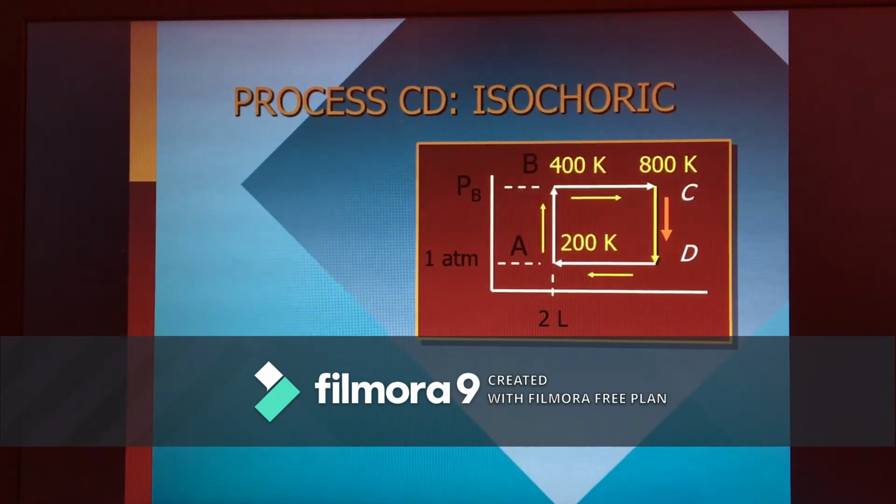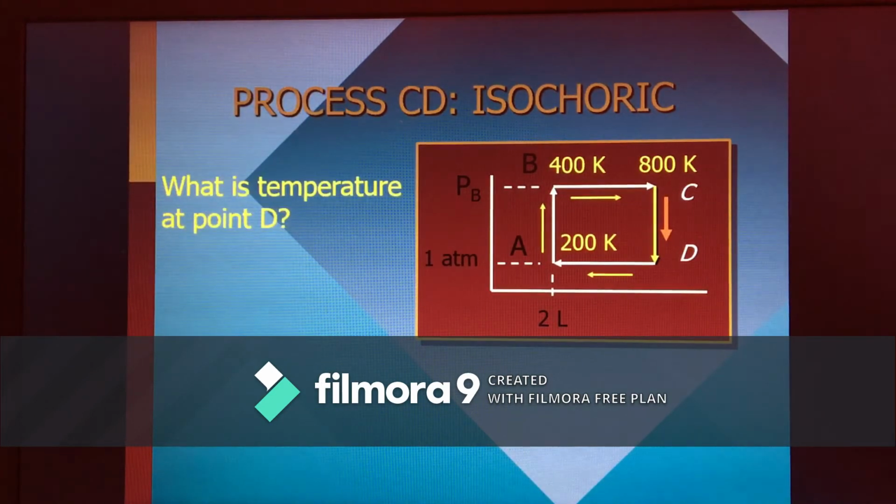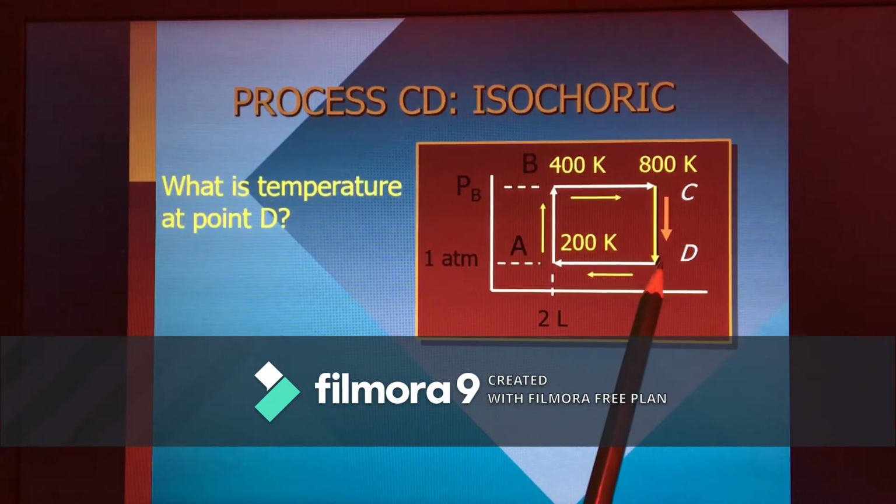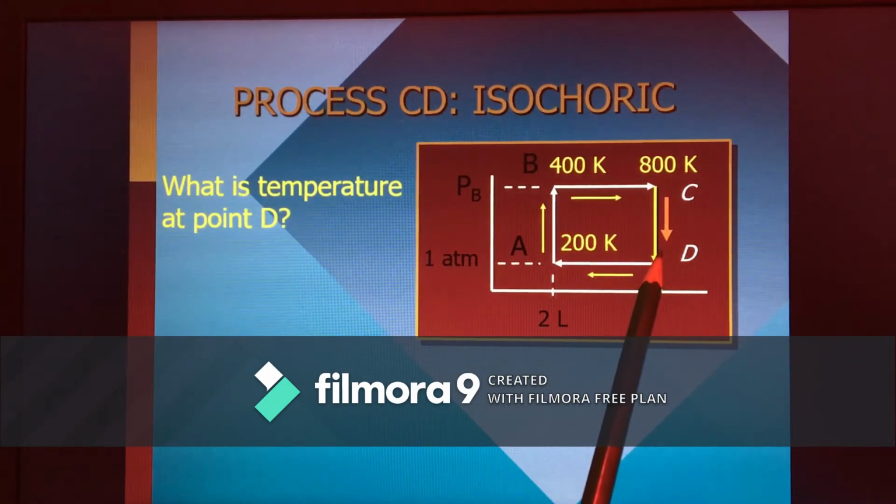Next, let's consider again the isochoric process, and this time from point C to point D. Again, we'll use the same diagram, the PV diagram. So the question now is, what is the temperature at point D? What is the temperature at this point here? Okay, so we will use the same relationship.